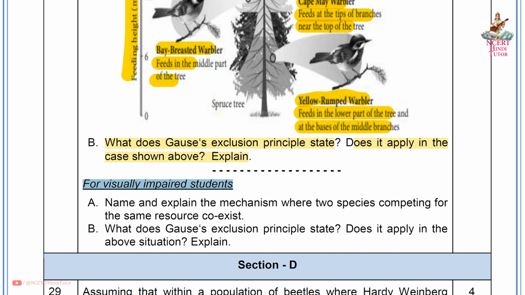For visually impaired student, A. Name and explain the mechanism where two species competing for the same resource coexist. B. What does Gauss's exclusion principle state? Does it apply in the above situation? Explain. So friends, we have read answers of these questions just now. Let's move on to the section D.